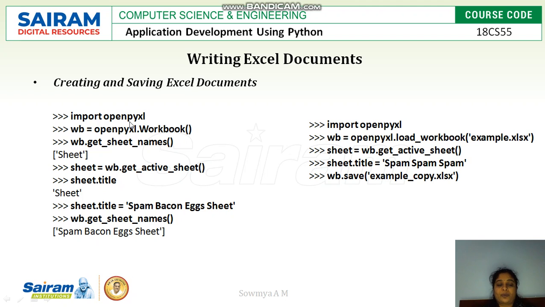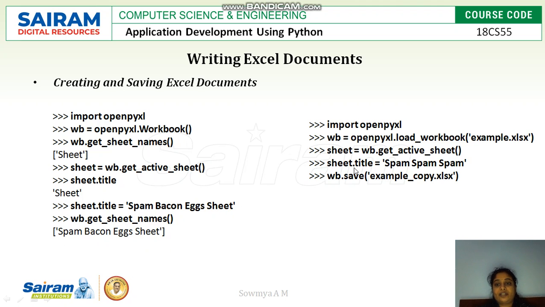So import openpyxl, wb = openpyxl.Workbook() will open one new workbook without any data or without any name for it. So wb.get_sheet will get you the first sheet, and the workbook will contain only one sheet. So sheet get active sheet will also get you the same sheet since it is having only one sheet. So sheet.title will give you the sheet name, and we can rename the sheet with the help of sheet.title is equal to a name for it, and get sheet name will give you the new name.